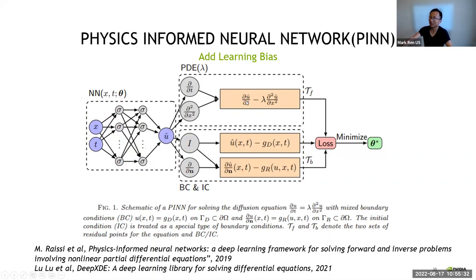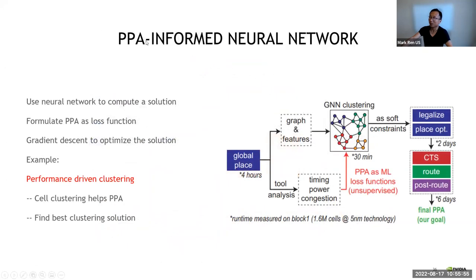They can come up with these loss functions based on the boundary conditions as well as the initial conditions, right? And also the equation itself. So they train the networks to minimize this equation loss, and that will basically create a model that solves the partial differential equation. And we apply a similar concept in clustering for placement.